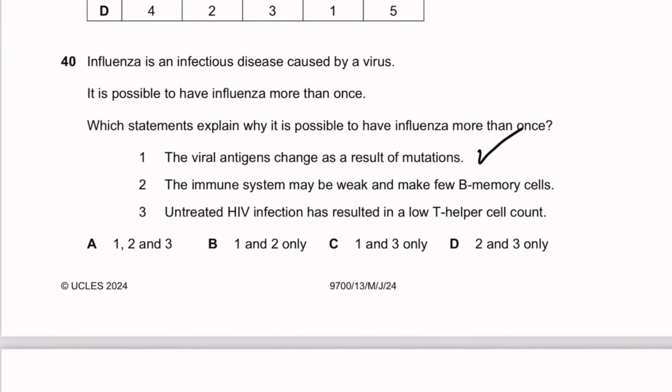The immune system may be weak and make few memory cells. I guess so. If you make few memory cells, then this will not be enough. If the immune system is weak and it can't get activated and produce plasma cells, which then don't produce antibodies, I think this is another option. Okay, untreated HIV has resulted in lower T helper cell count. Of course, if it's untreated HIV, then you totally expect someone to have influenza maybe 500 times because they have zero immunity. So 1, 2, and 3.